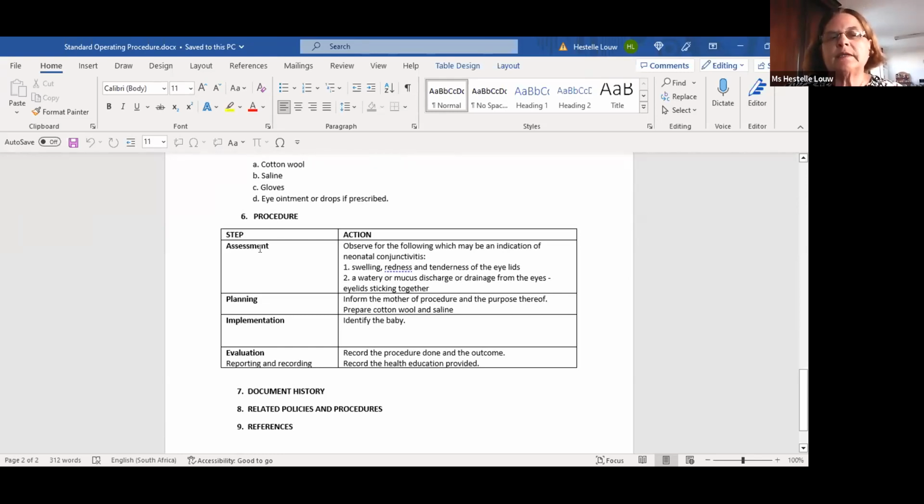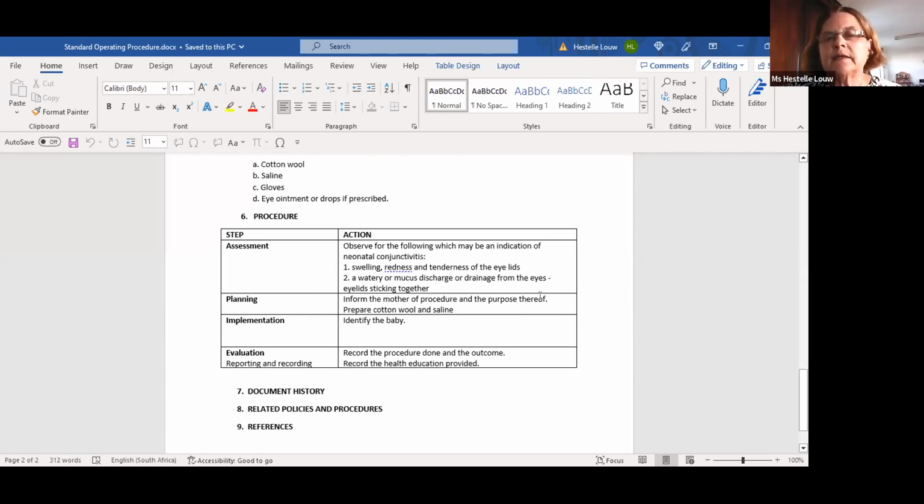The steps that they follow are assessment, planning, implementation, and evaluation. Then there's actions. I've just put a few of them. The assessment is observe the following, which may be an indication of neonatal conjunctivitis. So assessment, you look at what you see. Then planning is how you're going to plan and put out the equipment that you need and the material that you need.